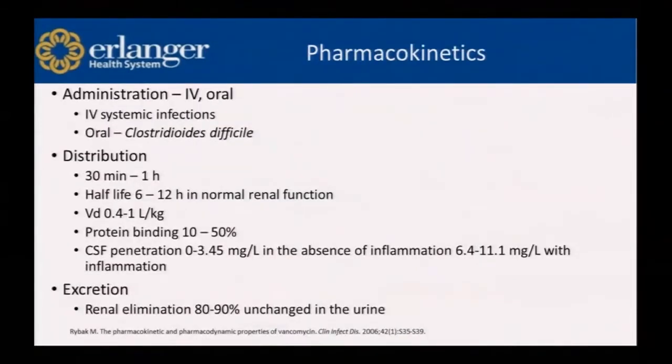Vancomycin is administered IV or orally for treating C. diff. Distribution is 30 minutes to about an hour for absorption, and the half-life is 6 to 12 hours in patients with normal renal function. It has a moderate volume of distribution and low to moderate protein binding and penetrates the CSF better in the presence of inflammation. Vancomycin is almost completely renally eliminated, with 80–90% being excreted unchanged in the urine.